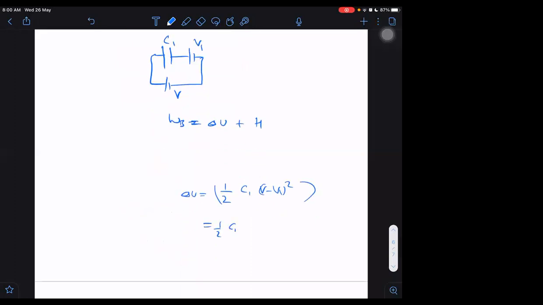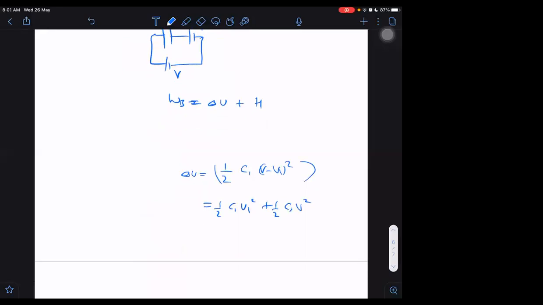Half of C1 V1 square plus half of C1 V square and minus 2C1... minus V C1, minus C1 into V1, right? V also, sir. C into V1 into V, right?